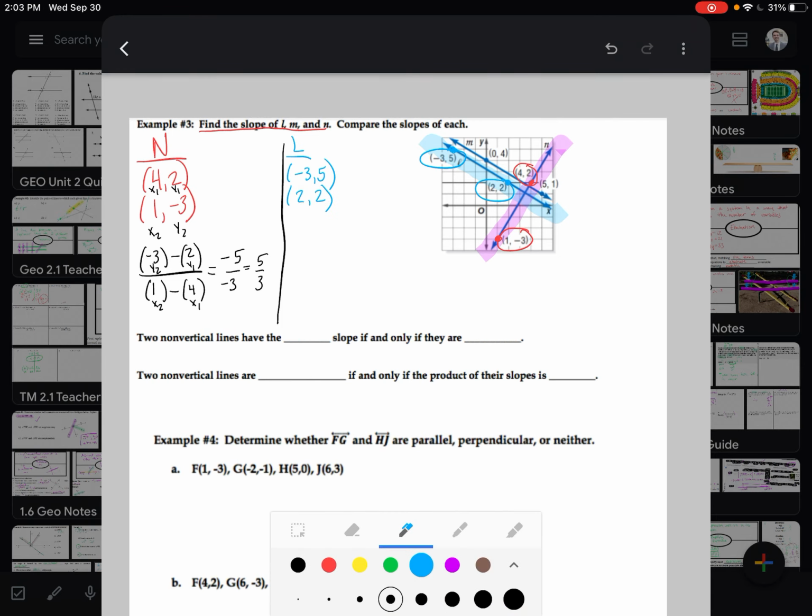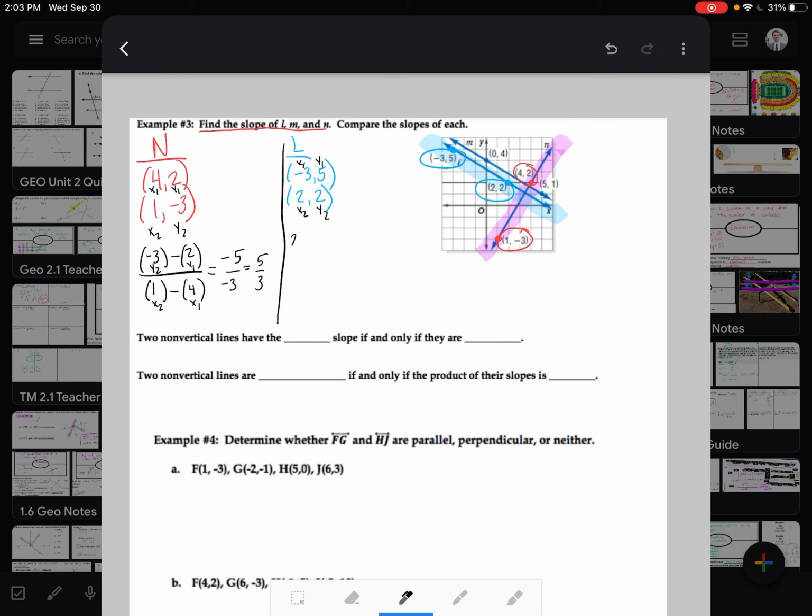So again, let's go through. x1, y1, x2 and y2. And we'll take a look just like we set up before. So 2 minus 5 over 2 minus negative 3. And again, being careful, plugging in with parentheses here. So we're left with negative 3 over positive 5 for line L. Okay, so we have two slopes calculated, and let's go into our last one now.